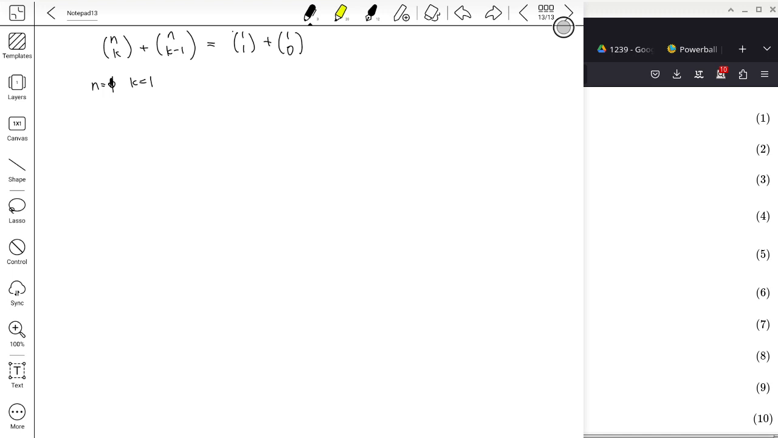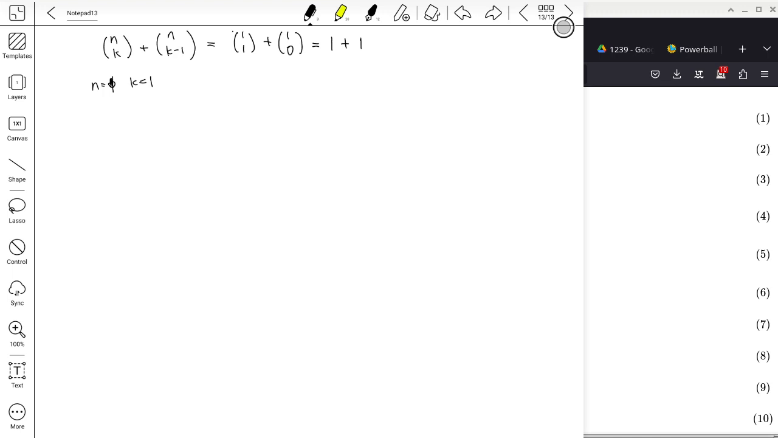So now we have 1 choose 1 plus 1 choose 0. You can plug it into the actual equation and find out what that is supposed to be. But that's basically just 2. It is really just 2, because 1 choose 1 is 1, and then 1 choose 0 is also 1. Now, does that make sense to you?